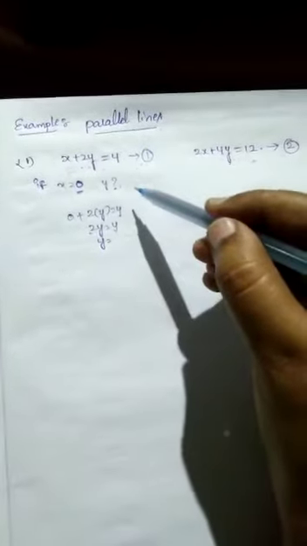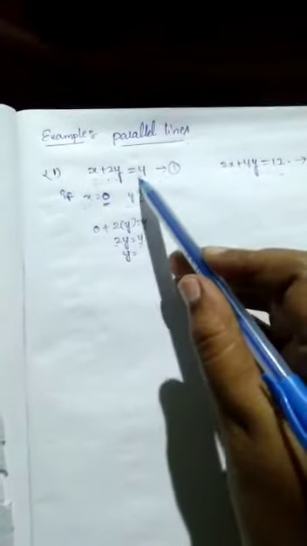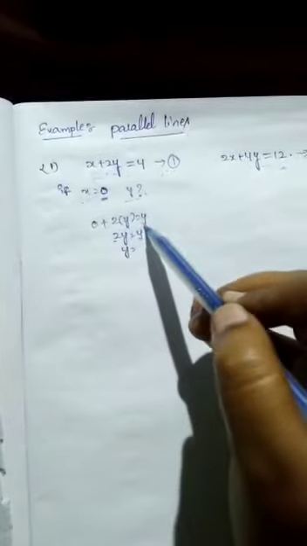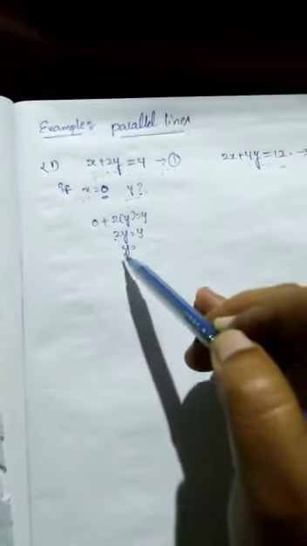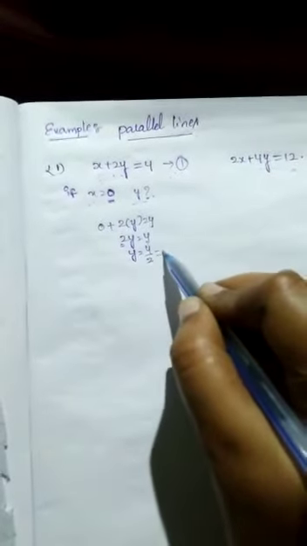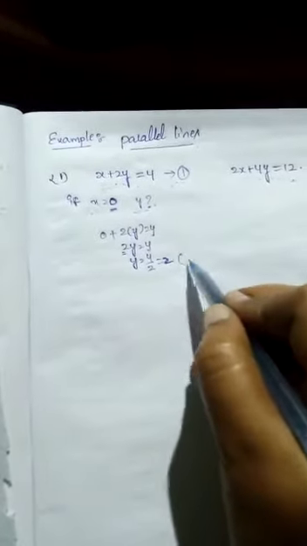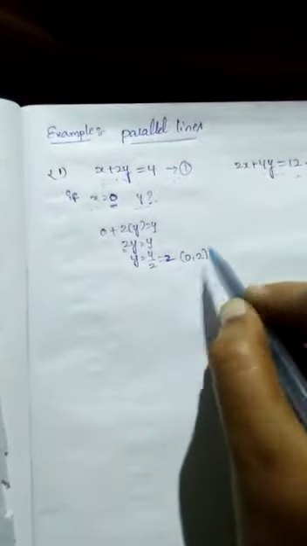So we want some points. I have taken some values for x and y. If x equal to 0, what is the value of y? Put x equal to 0 in equation 1. So 0 plus 2y equal to 4, 2y equal to 4, y equal to 4 by 2, which is equal to 2. So here the point is (0, 2): x coordinate 0 and y coordinate 2.